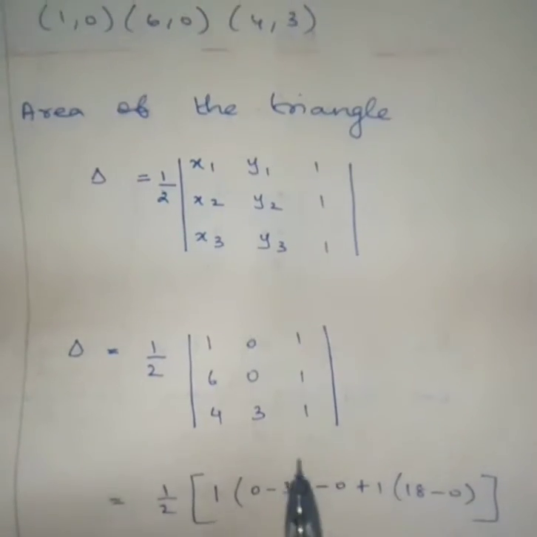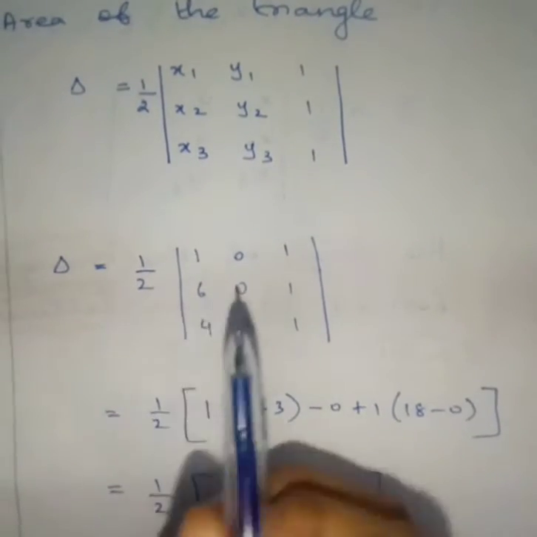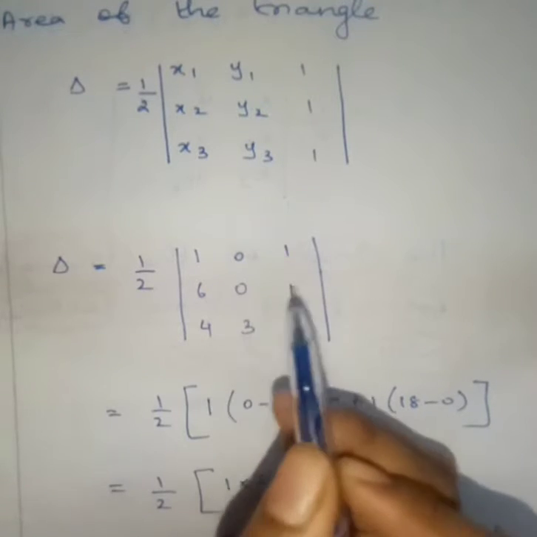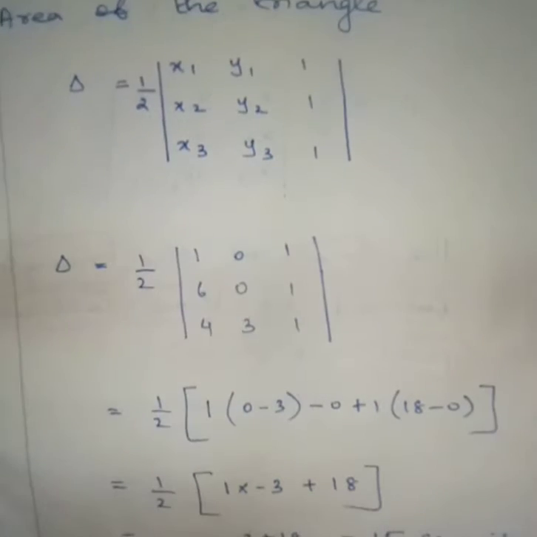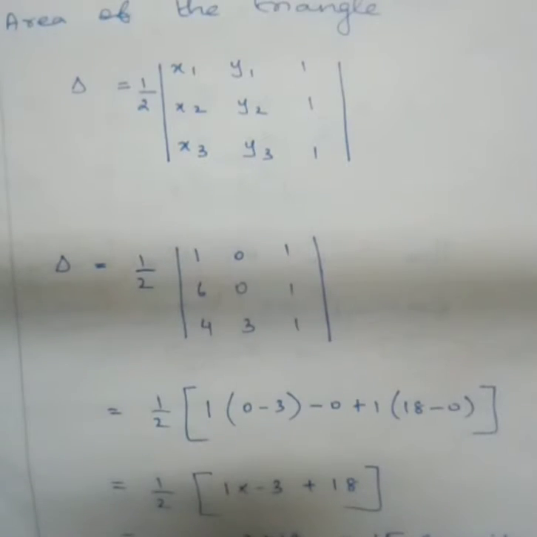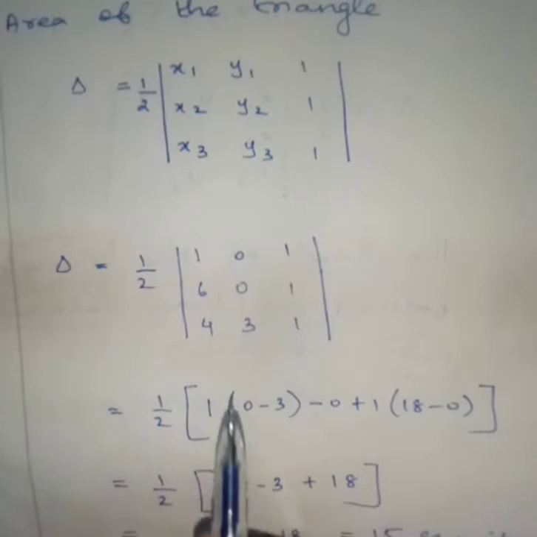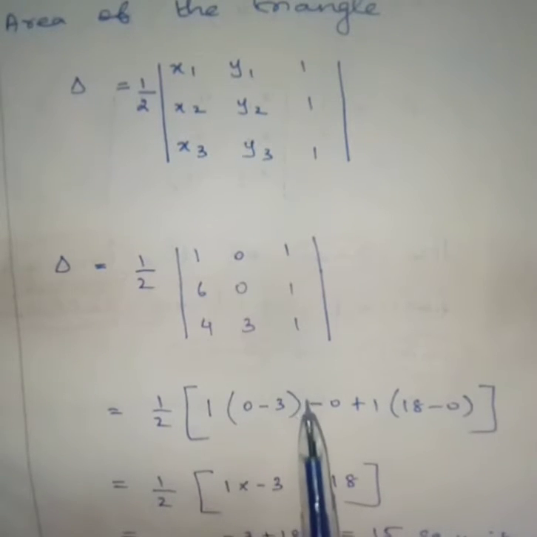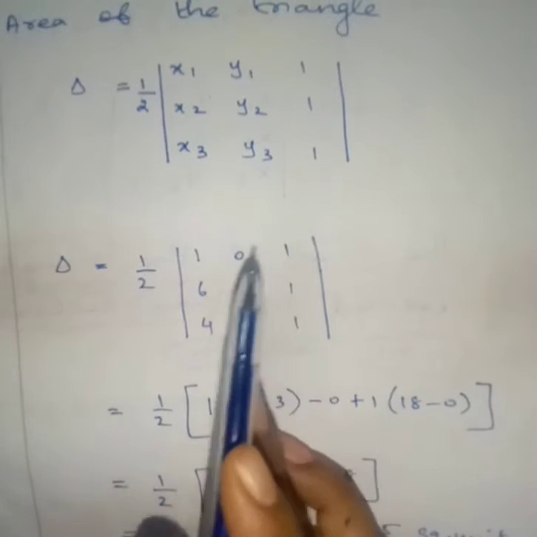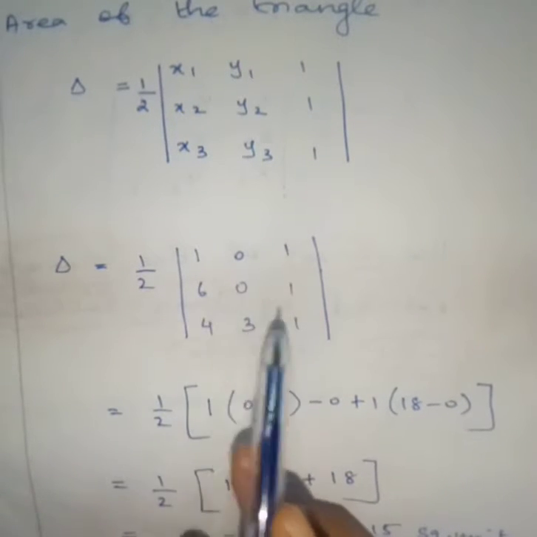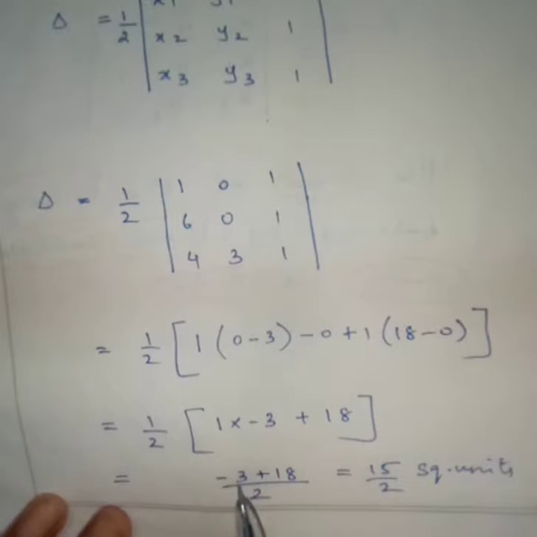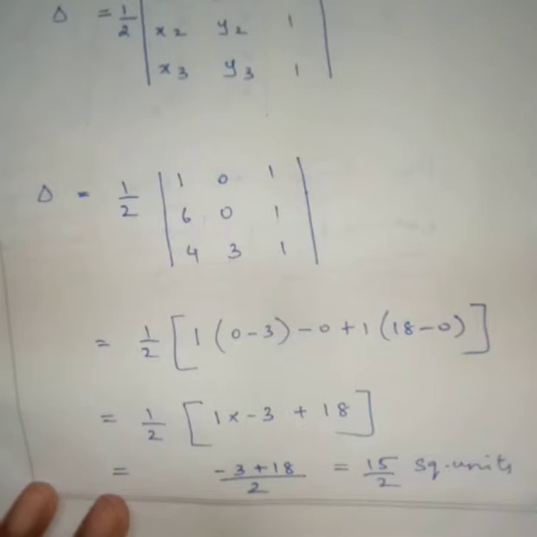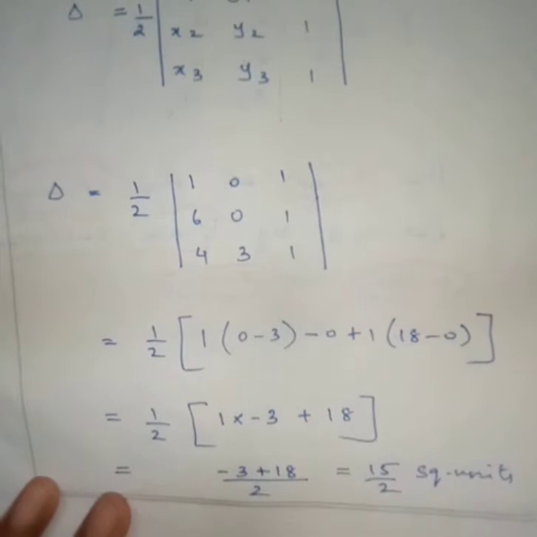On substituting, you can expand along the first row itself. If you want, you can take any row or any column. So I did it here by expanding along the first row. So 1 into 0 minus 3, minus 0 into, so 0 into anything is 0, so no problem. When I take this 1, I'll cover this. So 18 minus 0. So half, 1 into minus 3 plus 18. So minus 3 plus 18 by 2, which is equal to 15 by 2 square units. Since it's area, I am writing square units.